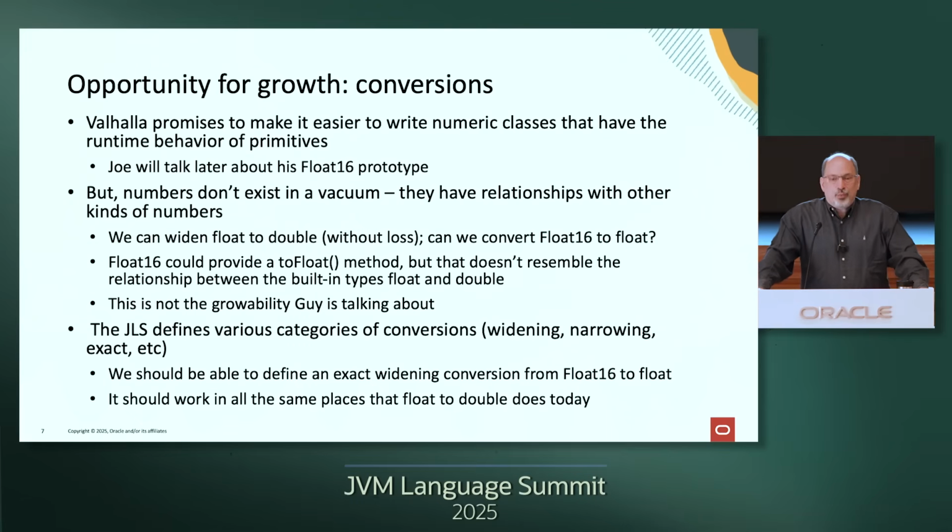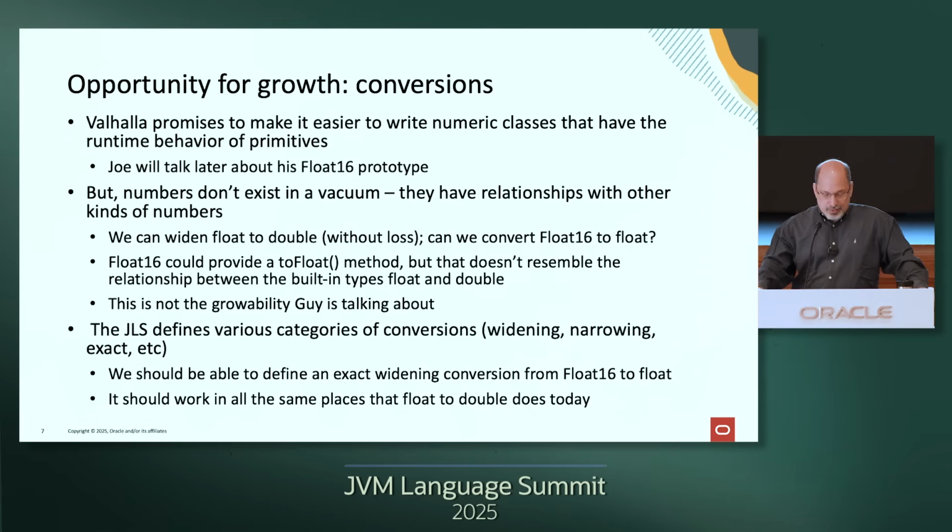So, as an example, let's take one of the things that comes out of Project Valhalla. So Valhalla promises to make it easier to write numeric classes that are going to have the runtime behavior of primitives. And Joe's going to talk later this week about the work that he's been doing on 16-bit floating point numbers as an example of the kind of thing that Valhalla is intended to enable, both within the JDK and outside the JDK. Now, numbers are weird and interesting, and they don't exist in a vacuum. They have relationships with other kinds of numbers.